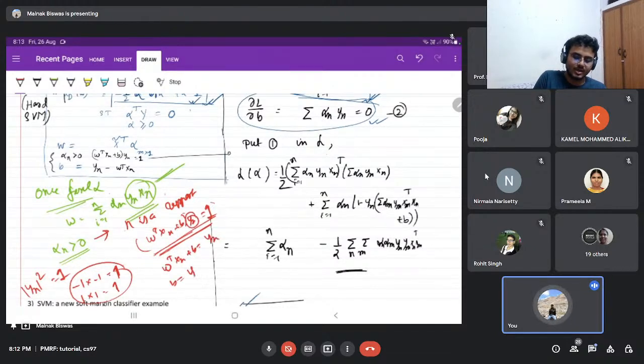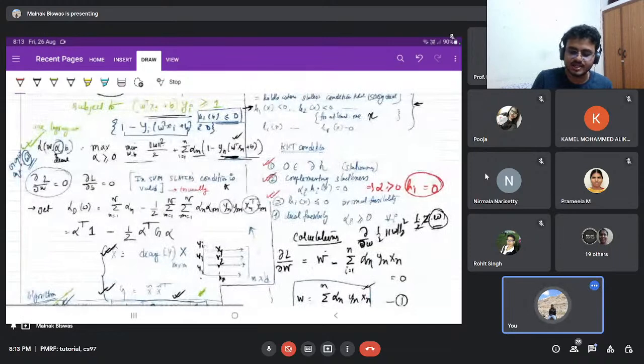So b can be written as yn minus W transpose xn for alpha n greater than 0. Is the idea clear, or should I explain this idea clearly before I go to coding? Otherwise I'll go to the coding. I think there's a problem here.